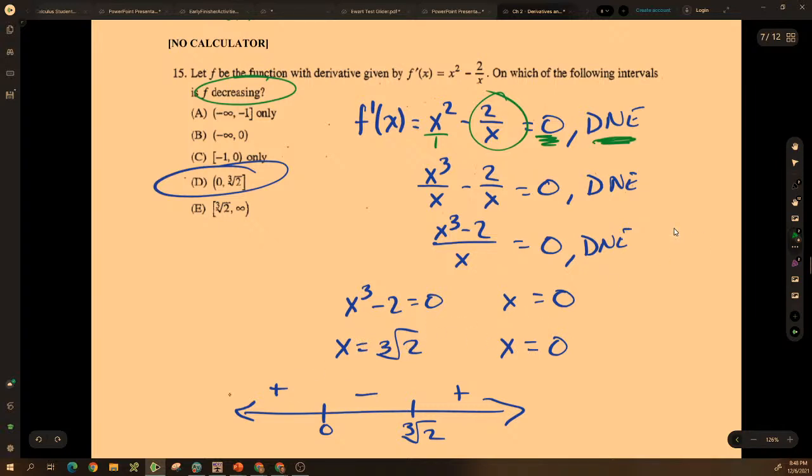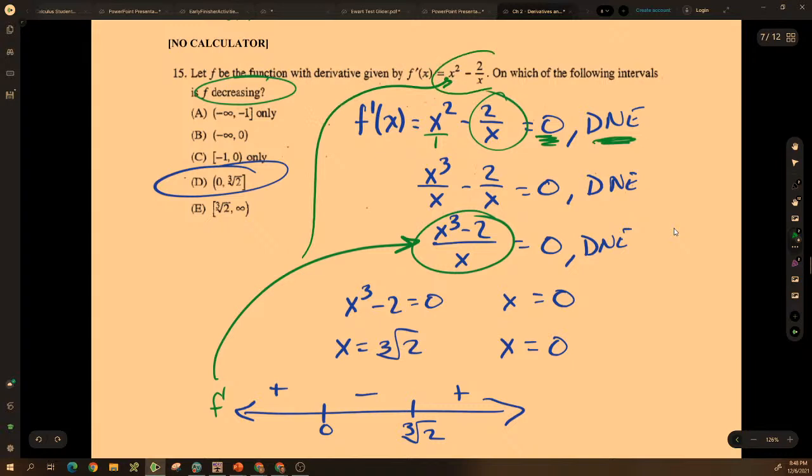Then we're going to make a number line. I'm going to label this as f prime. And we plug these back into the derivative, right? You can either plug it in here, or you can plug it back in to the original. But we're going to plug it into the derivative. So I plugged in negative 1. Negative 1 cubed is negative 1, minus 2 is a negative, over negative 1 is a negative. Negative over a negative gave me positive.